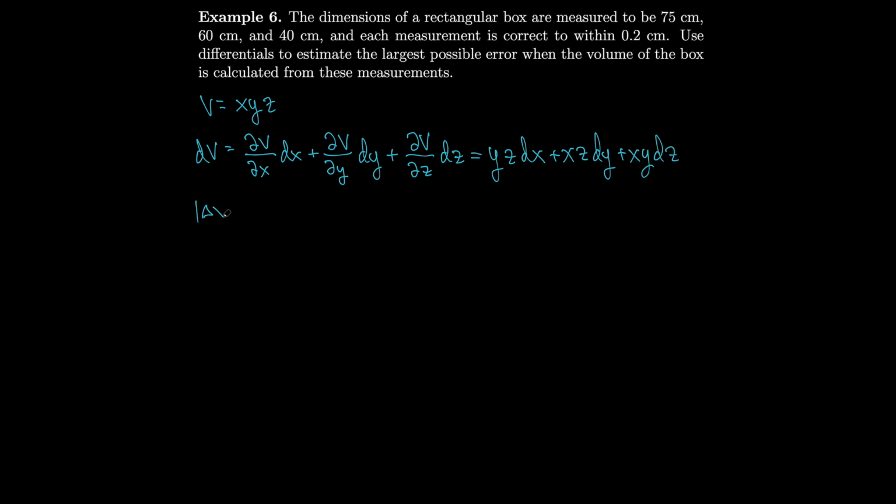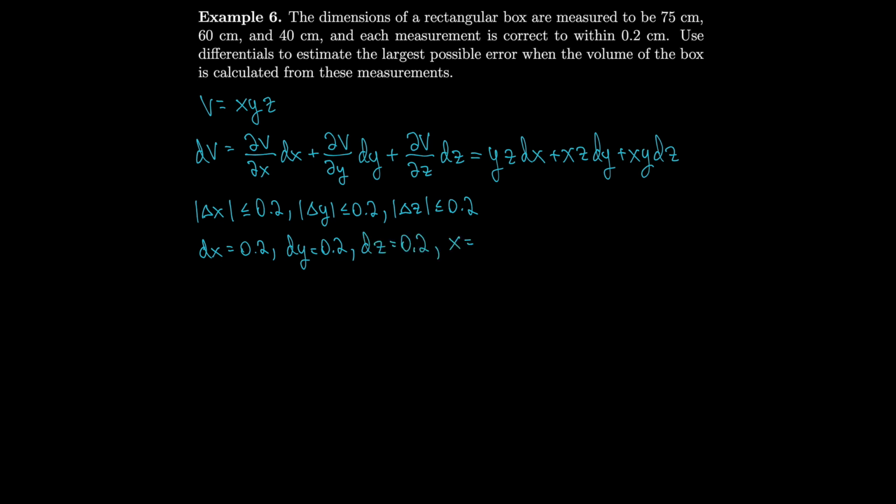Okay, so our delta x we said is less than or equal to 0.2 in this case. And all of our measurements are actually, so delta y is also less than or equal to 0.2, and delta z is less than or equal to 0.2. All of our errors and measurements are within 0.2. Okay, so we'll choose dx to be 0.2, dy to be 0.2, dz to be 0.2, and we're given that x is 75, y is 60, and z is 40.